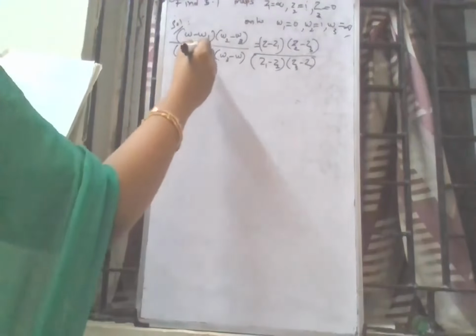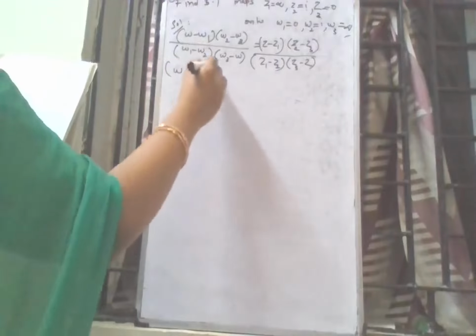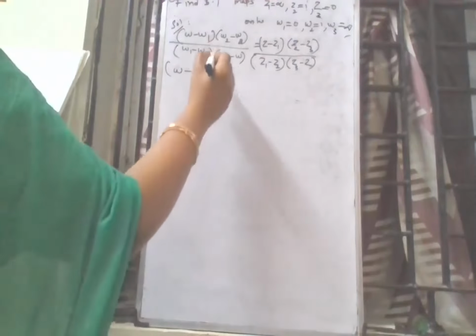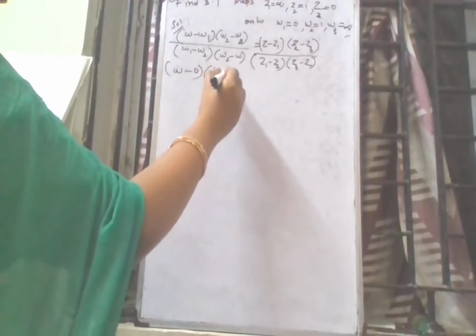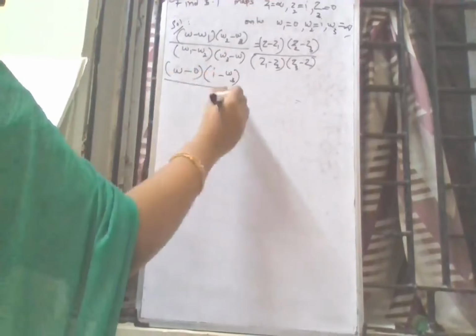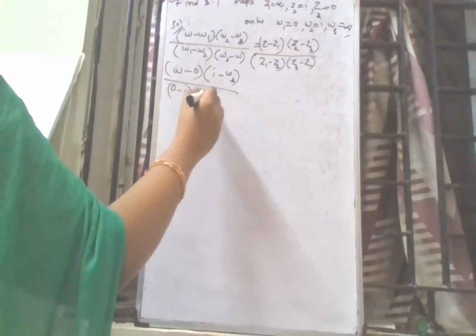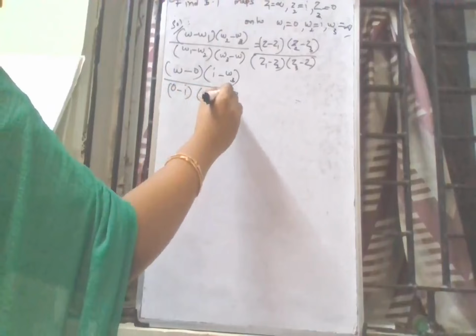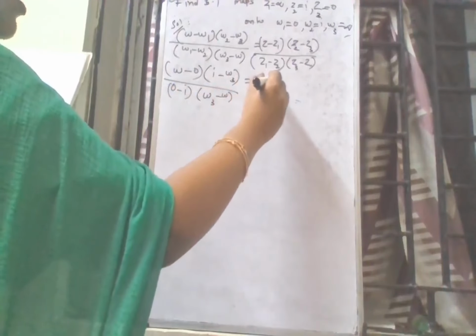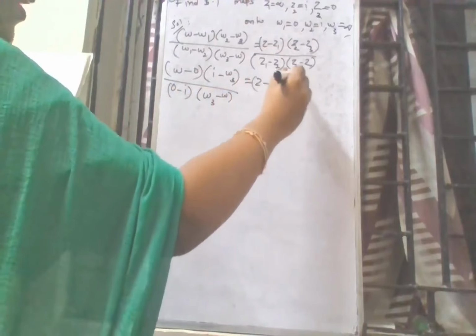So w minus w1 is 0, and then w2. What is w2? It's i or 1? I'll check once. It's i only. So w2 is i. So i minus w3 is infinity. So what I said, write it as it is. Next to w1 minus w2, 0 minus i, into w3 minus w, I have to write it as it is, which is equal to z minus z1 is infinity, write it as it is, and z2 minus z3.